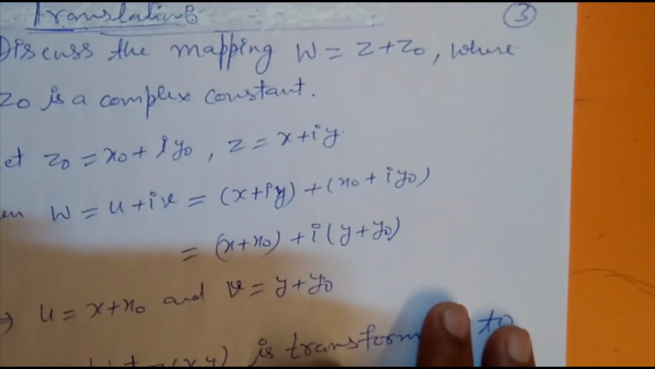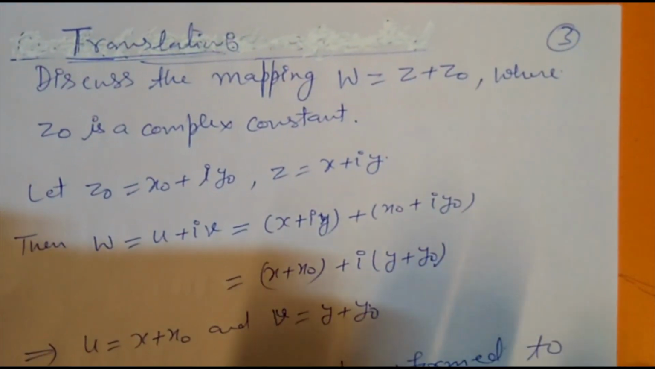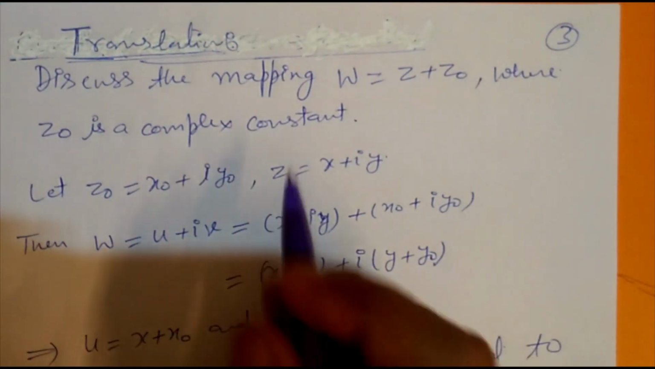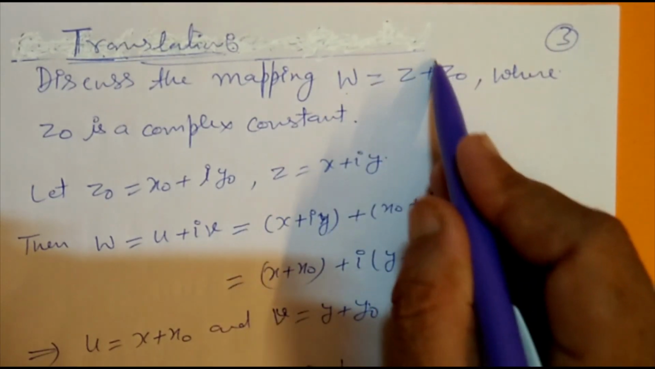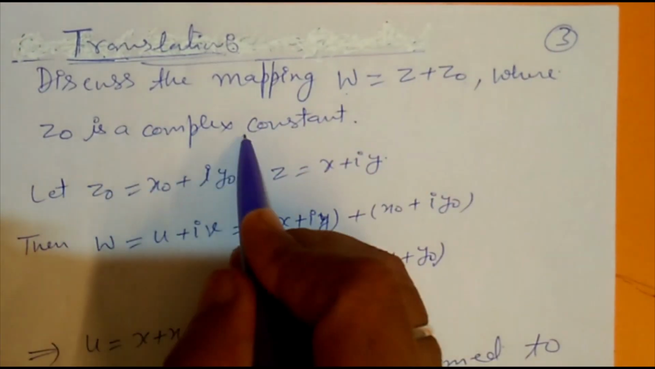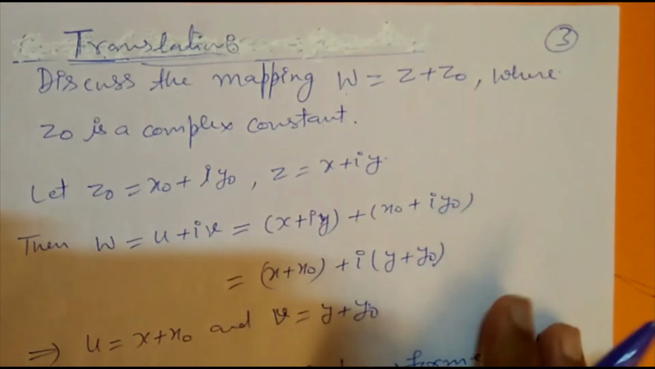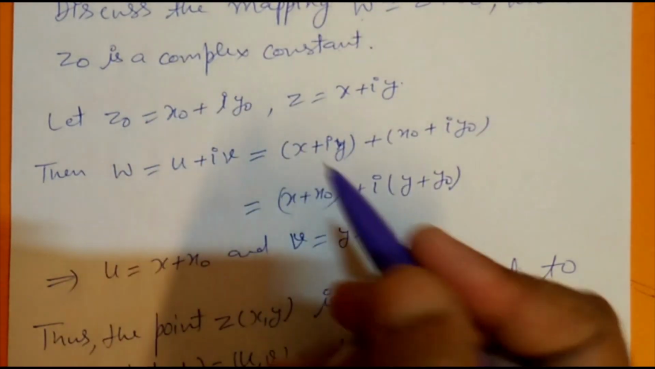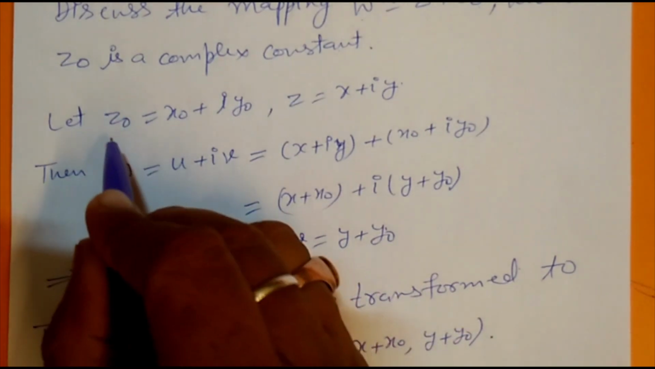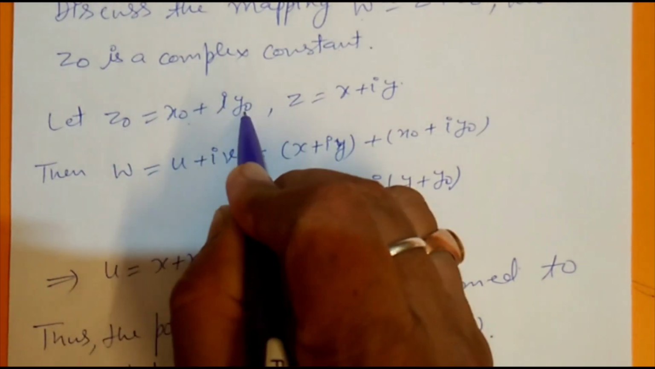Now next, the first point is translation. Translation means suppose we have a mapping w is equal to z plus z naught, where z naught is a complex constant. So in that case, let z naught be equal to, because z is equal to x plus iota y, so z naught is equal to x naught plus iota y naught.